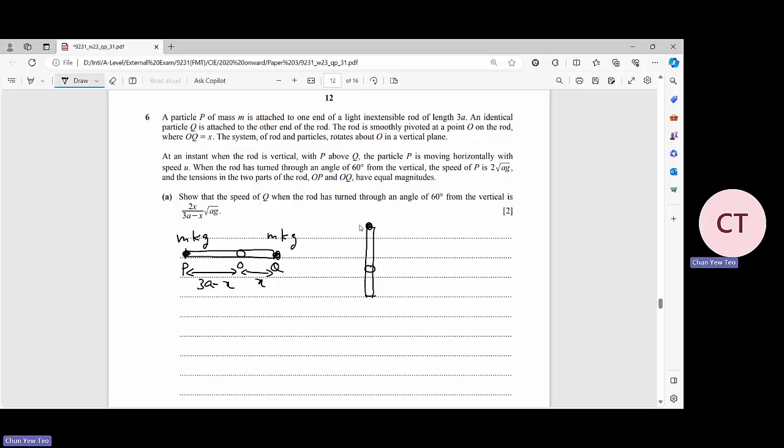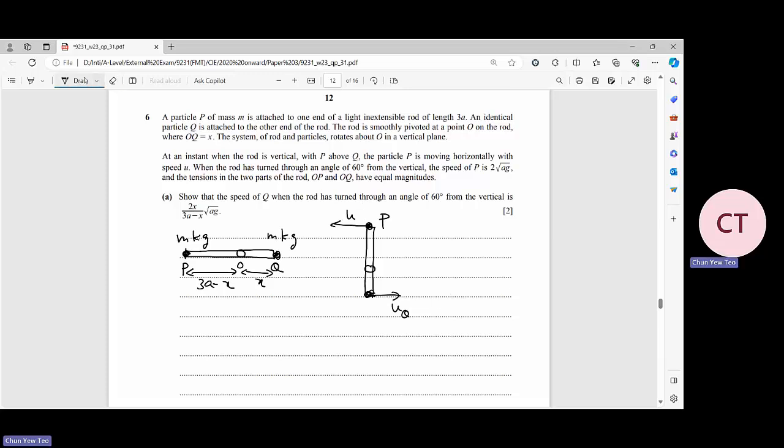P is above Q, so P is over here. So this is u. Then this one is uQ. We do not know the value of uQ, but we know that this is u.